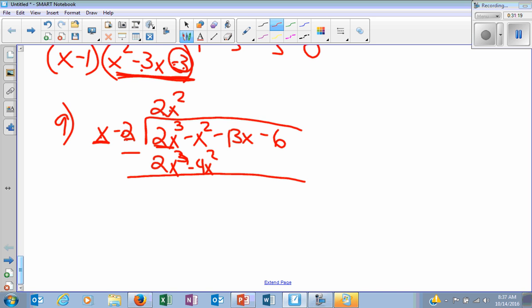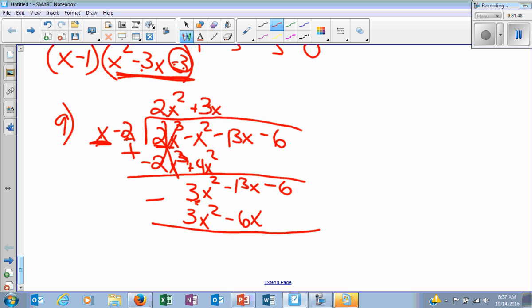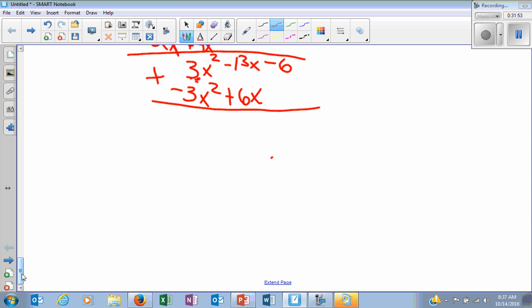Remember, I am subtracting, so what do I do? I add and I change my signs. Cancels out like it should. I get a plus 3x squared minus 13x minus 6. Now I need this to become that right there. So I need a plus 3x. This times this gets me to a 3x squared. This times this gets me a negative 6x. But again, I'm subtracting, so I add the opposite so I don't make mistakes later on. With me?